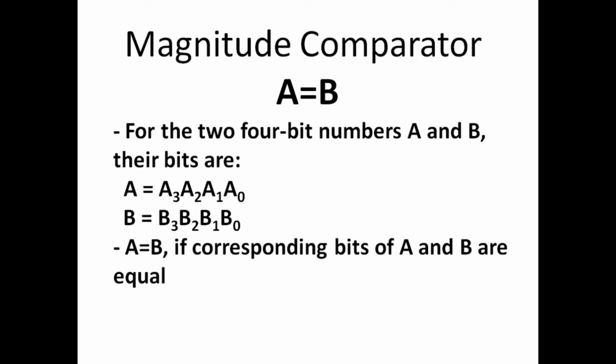If we are talking about when A is equal to B, for that, if the corresponding bits of number A and number B are equal, then we can say that A is equal to B. In other words, for these two numbers with 4 bits, if the bits A0 and B0 are the same, if both are 0 or both are 1, and the same is true for the next higher pair of bits, A1 is equal to B1, A2 is equal to B2, A3 is equal to B3, then we can say that all the corresponding bits of A and B are equal, so we can say that the number A is equal to B.